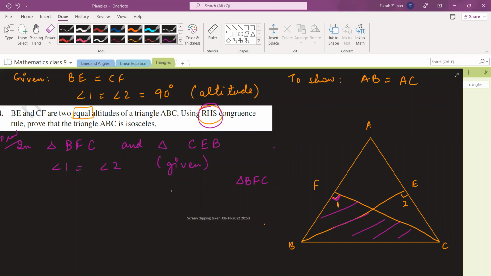Now in triangle BFC, angle F is 90 degrees. Sorry, this angle 1 is 90 degrees. Tell me which side is called the hypotenuse of this triangle. Zainab, BC.